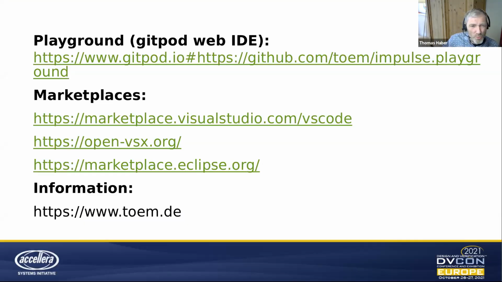If you want to try Impulse, you may want to use the Impulse playground. So you see this address at the top line. Basically it's just a GitHub repository with some example files, but inside you find a button to start Gitpod again, like Stanislav used it before. So it starts this IDE in your browser, and then you can play with Impulse if you want to.